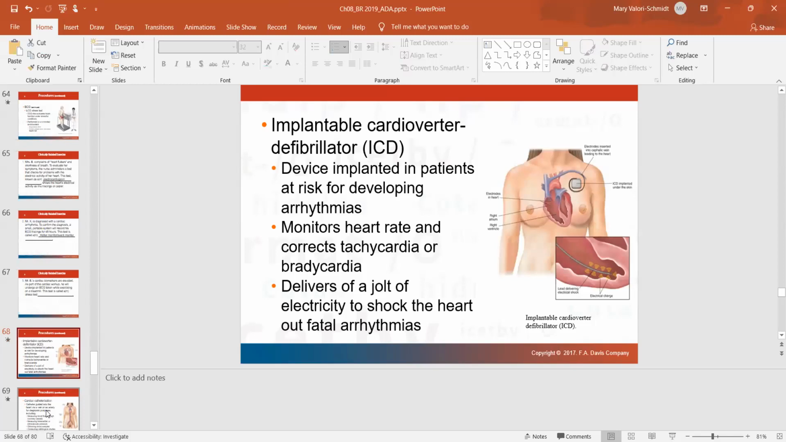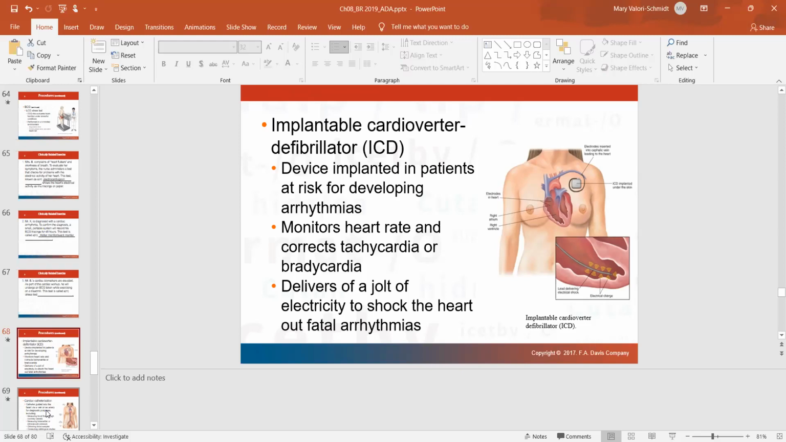And implanted cardioverter defibrillator. There are different electrical rhythms, or dysrhythmias, I should say, that your heart can go into. Typically speaking, atrial dysrhythmias are benign. They're not going to kill you. But ventricular dysrhythmias, like when someone's having a heart attack, they typically go into ventricular fibrillation. The heart is just jiggling like a bowl of jello. It's not pumping, so they don't have a pulse.